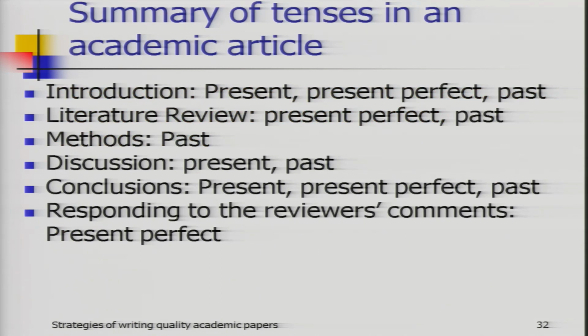In the introduction section, you can use present perfect or past tenses. In the literature review, you can use present perfect or past tenses. In the method section, you should use past tense. In the discussion section, you can use present and past tenses. In the conclusion, you can use present, present perfect, and past tenses. If you try to reply to the reviewer's comment, you also need to use present perfect tense. Is that clear? Okay.